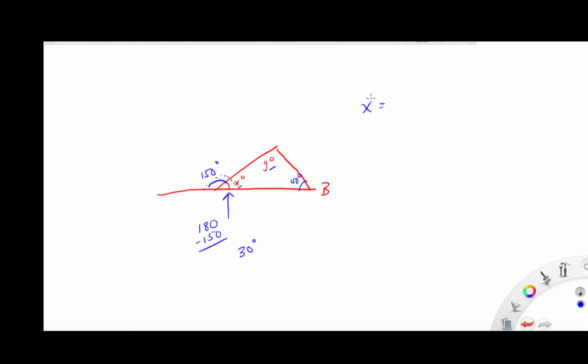X equals 30 degrees. So if we have 30 here and 40 here, 30 plus 40 is 70 degrees. And if the total inside is equal to 180, then we can find y. So 180 minus 70 will give us 110 degrees. That means y equals 110 degrees.